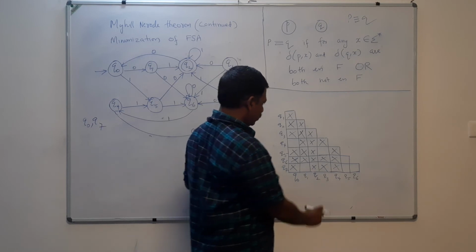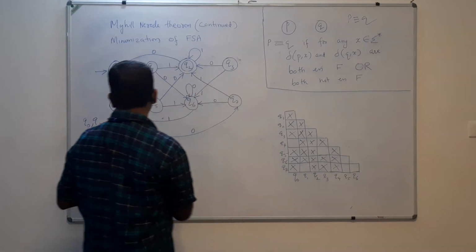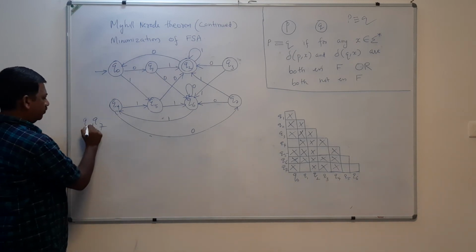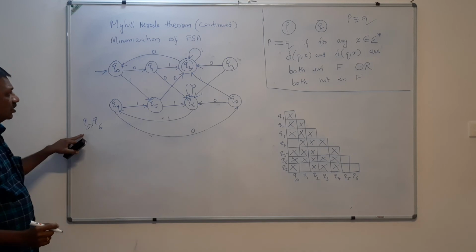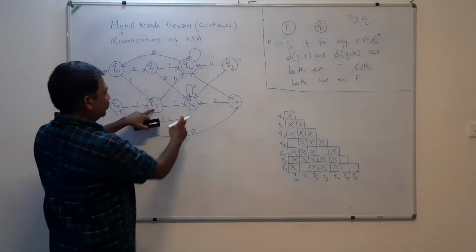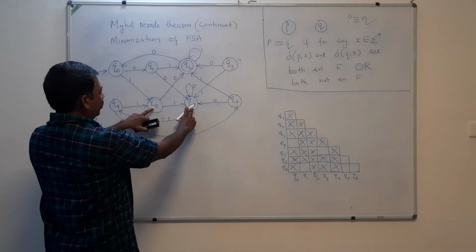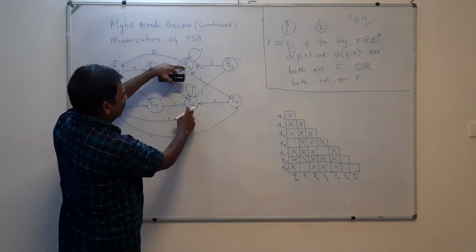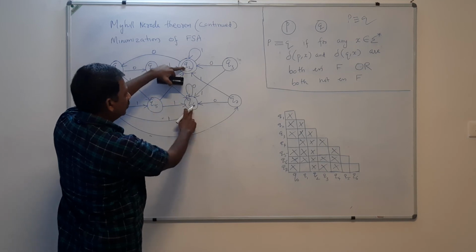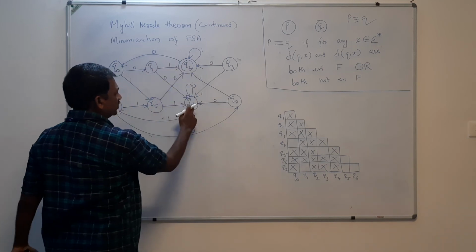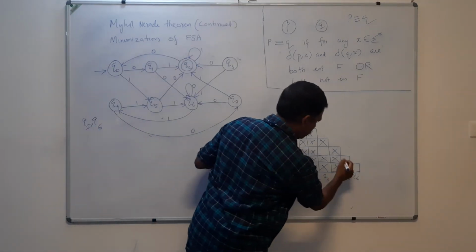And what about Q5 and Q6? On 0 what will happen? Q5 goes to Q2 and Q6 goes to Q6 itself. Q2, Q6 is distinguishable. So this is distinguishable, Q5, Q6.